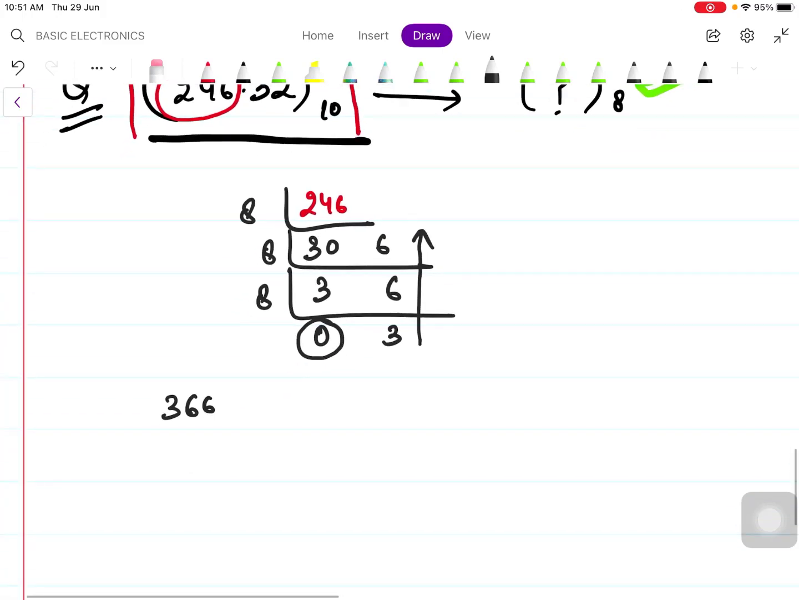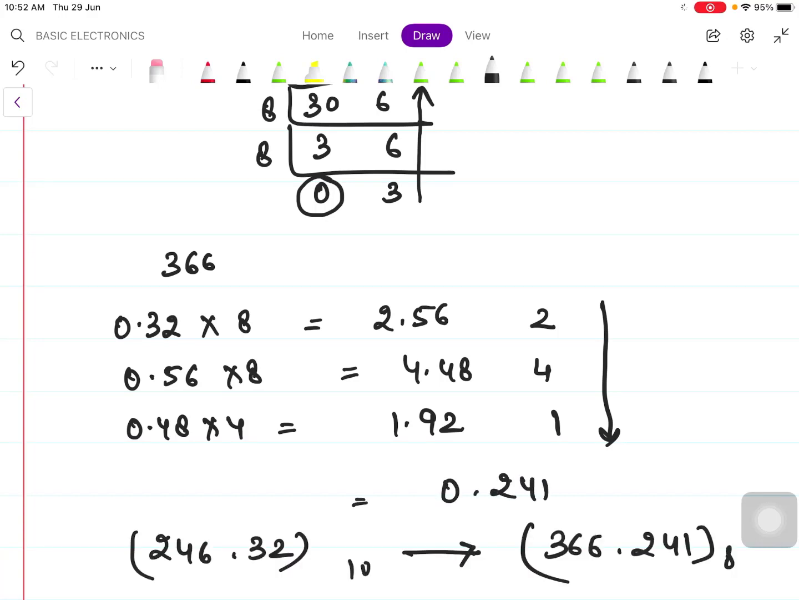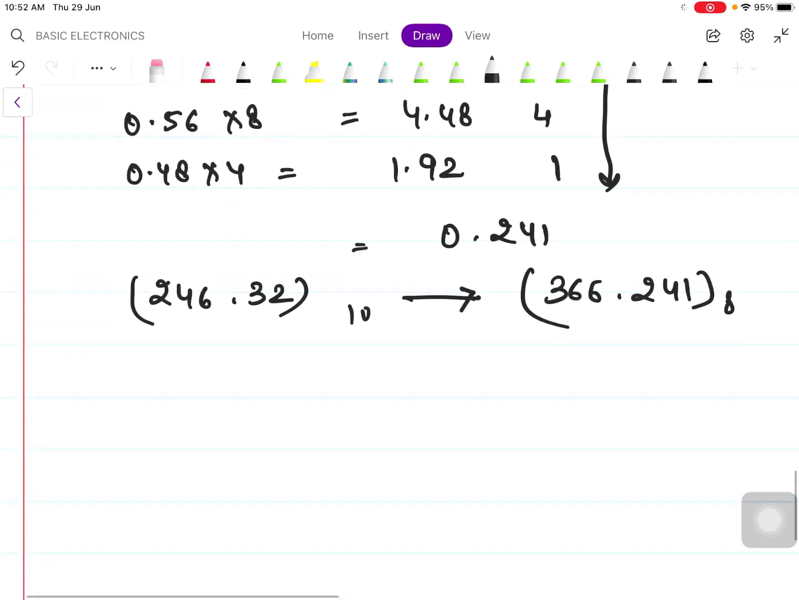Now let us solve for 0.32. What was the method in the case of decimal to binary? We multiplied it by 2. So here we will multiply it by 8. The answer from top to bottom is 0.241. And the complete answer is this. This is how we convert decimal to octal.